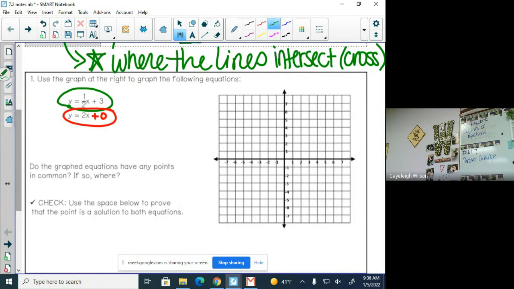Okay, so the green one, my y-intercept is 3. My slope is a positive 1/2, so my line should be going up. Up 1, right 2, up 1, right 2. I usually like to put one the other way too, so down 1, left 2. But at least 3 points.